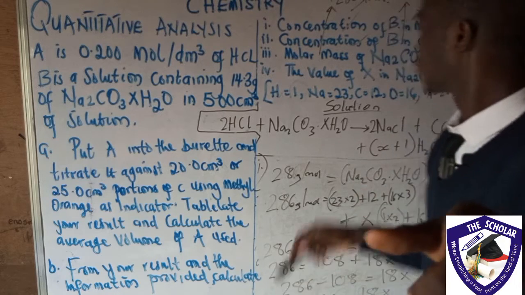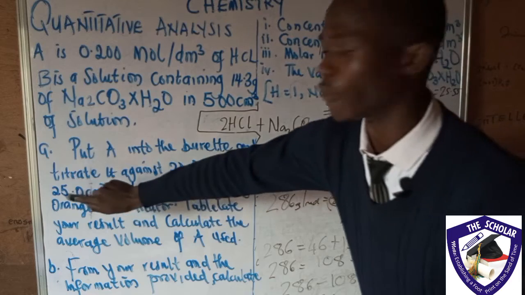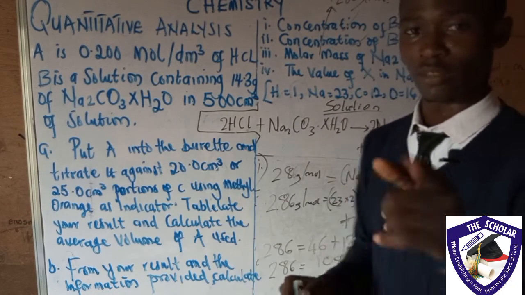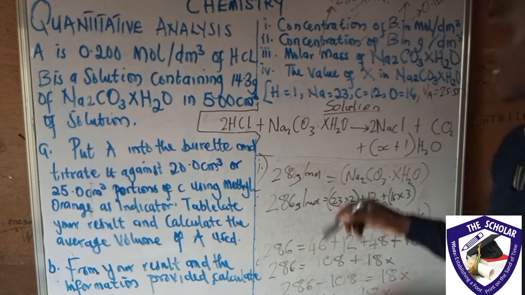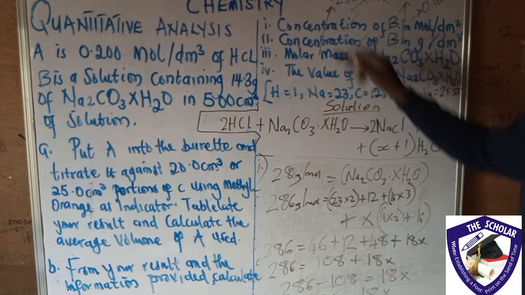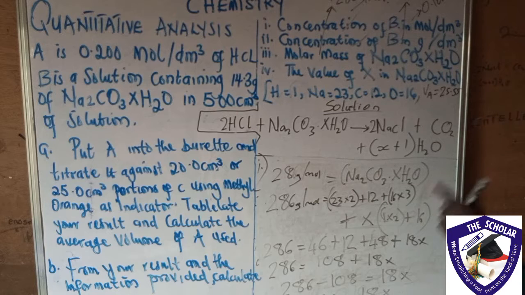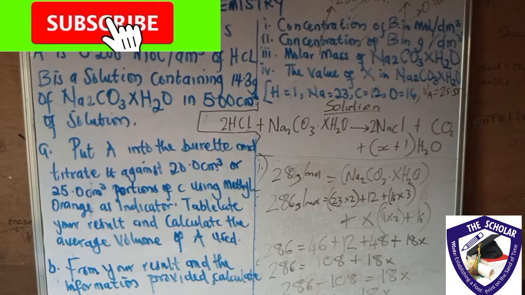Now I want you to do this. In concentration of B in mole per dm cube, I made use of 25.0 centimeter cube. I want you to try it and use 20.0 centimeter cube. You are going to be getting 0.1 also. So try that. And we calculated the molar mass of Na2CO3·XH2O. And the molar mass was 286 gram per mole. And then from there, we go on to calculate the value of X in this compound.